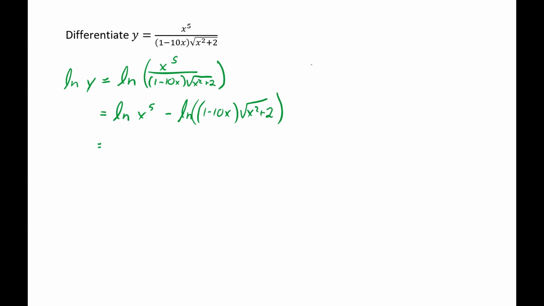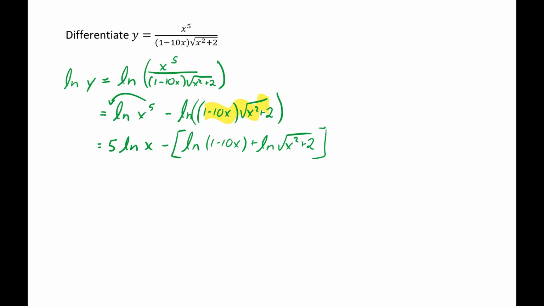Using more properties to break this down a little bit, 5 natural log x, power property, that can come out front. And then here we have another log property where we can split that up. So it's minus, remember it's minus this whole log, so it's going to be inside the brackets. Natural log of 1 minus 10x plus natural log of square root of x squared plus 2, close bracket. So remember, this here is minusing both of them.